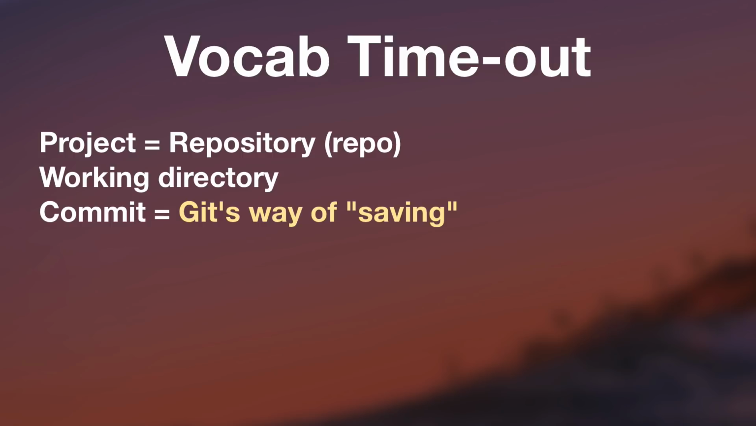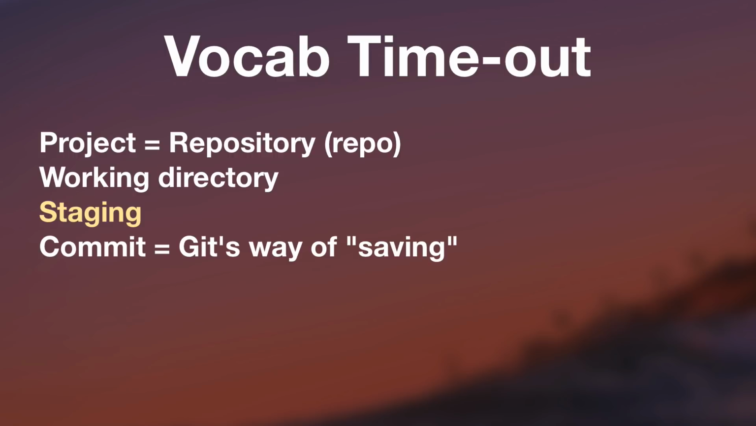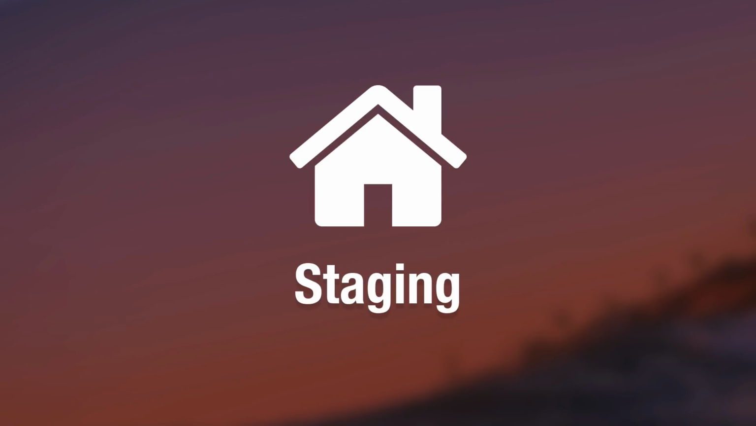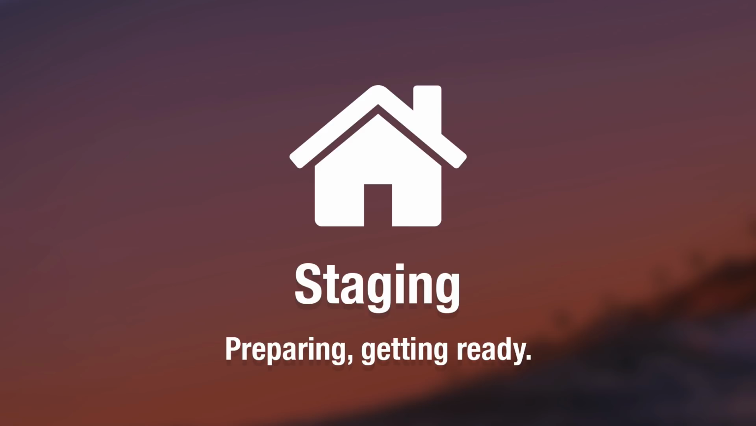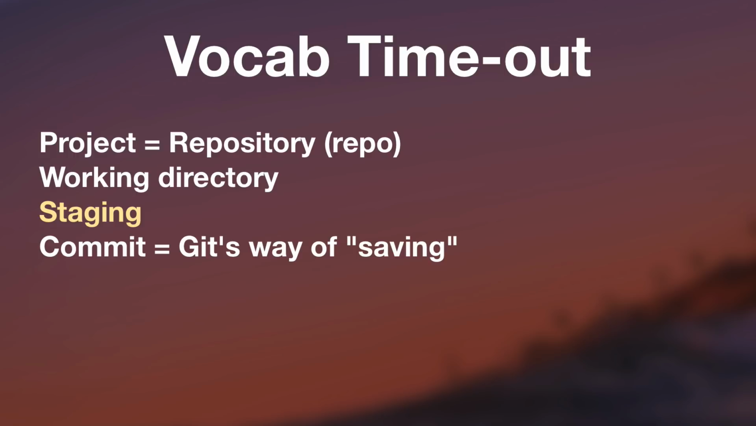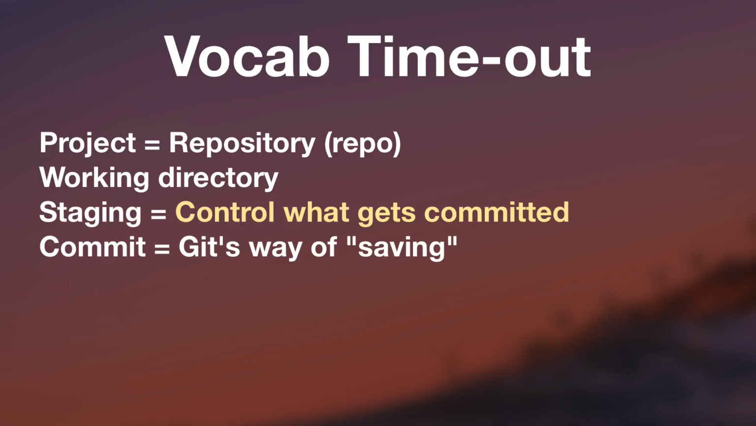Now, we will commit our changes in just a moment, but first, there's one last term we need to learn about. And that term is staging. In Git, before we are allowed to commit changes, we first have to stage our changes. So what does that mean? Well, I like to think of real estate. Sometimes before you can sell a home, you first have to stage the home. Staging just means getting something ready or preparing something. Now in Git, staging is our chance to have fine-grained control on what we are committing.